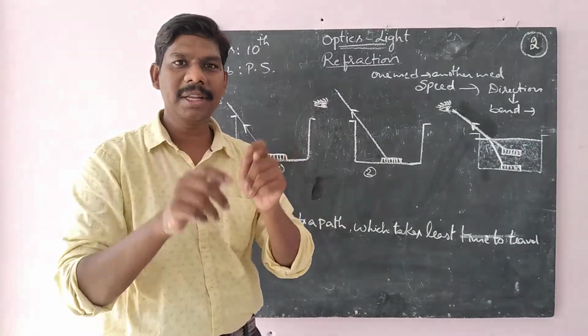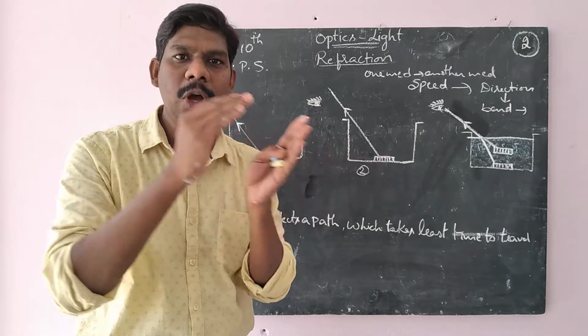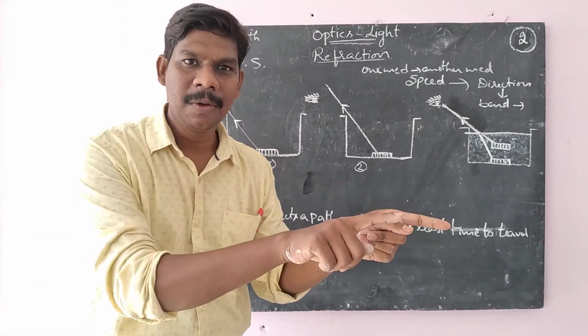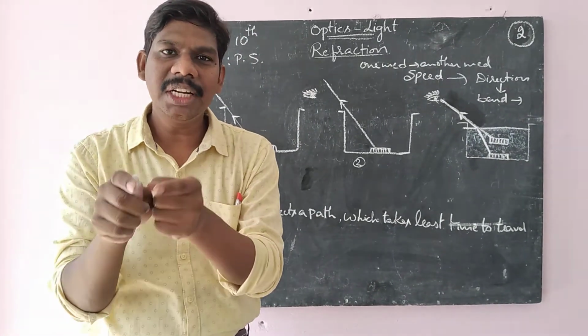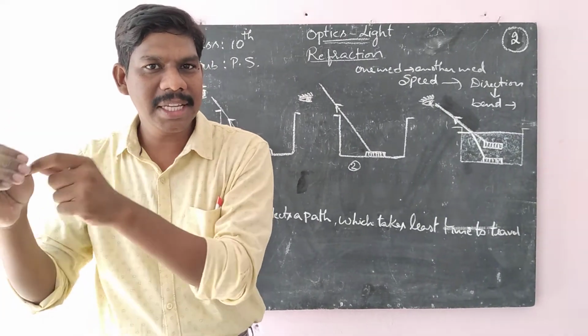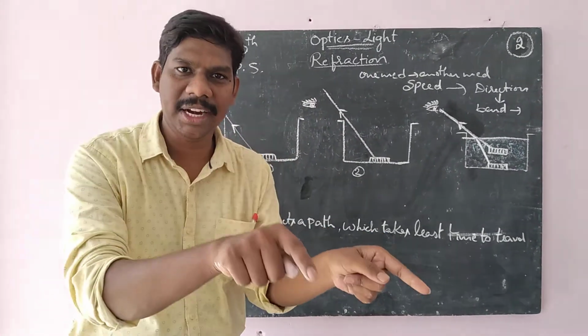Once again I am repeating, see that when a light ray travels from one medium to another medium, there is a change in speed of light. When there is a change in speed of light, there is a change in direction. When there is a change in direction, the light ray bends and travels. That bending and traveling is nothing but refraction.